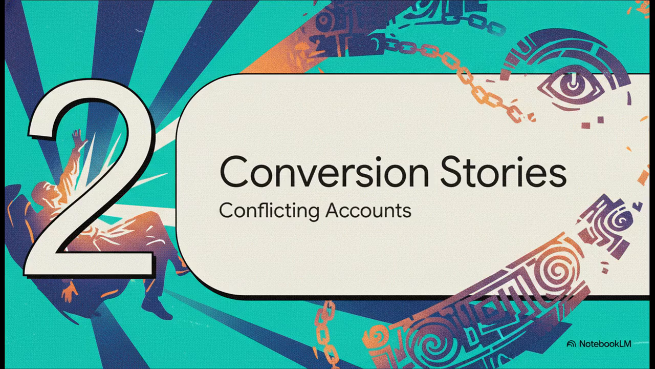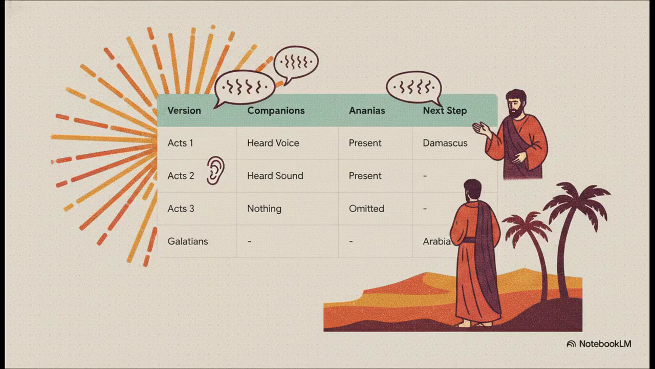Moving on to Section 2, Contradictory Conversions. This is where the source brings in its first major piece of textual evidence by completely dissecting Paul's famous conversion on the road to Damascus. The crucial point here is that the source identifies 4 distinct versions of this event, 3 in the book of Acts and 1 in Galatians, and claims they hopelessly contradict one another.